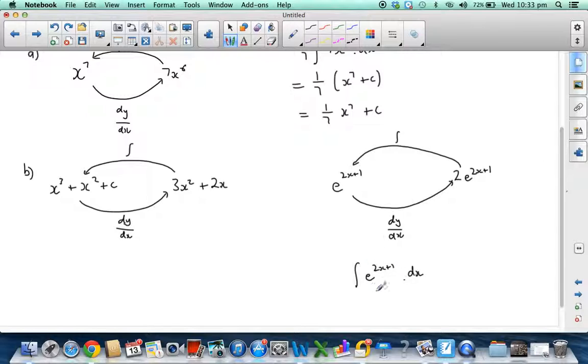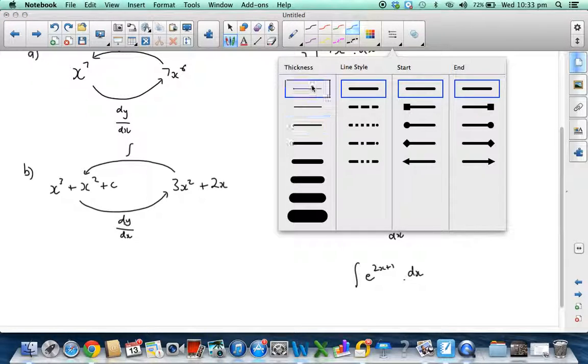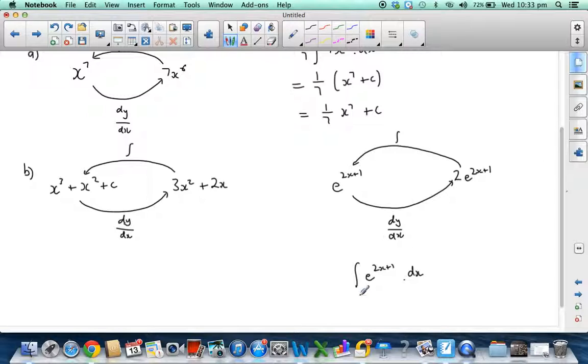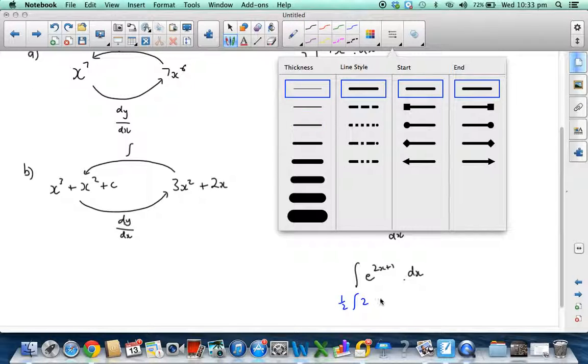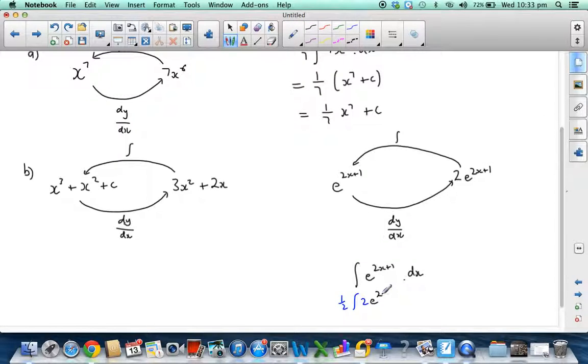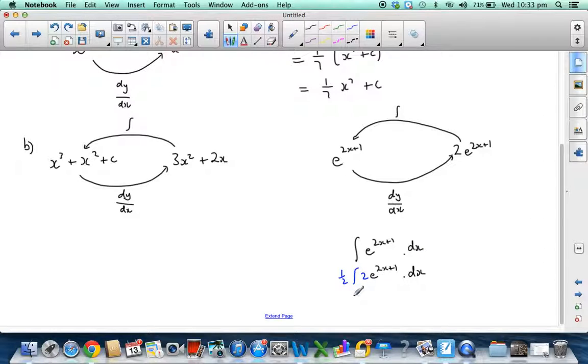A question again, how is this one here different to that one up there? Well, there's a factor of 2 out the front, so I might just change colour so you can actually see it for yourself. If I was to integrate this, I'd have a half times 2, because a half times 2 is 1, and then we'd go again back to e to the 2x plus 1 dx. Now I can see that 2e to the 2x plus 1 integrates back to e to the 2x plus 1.